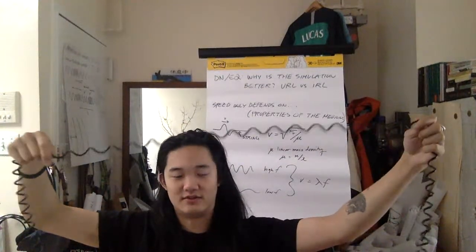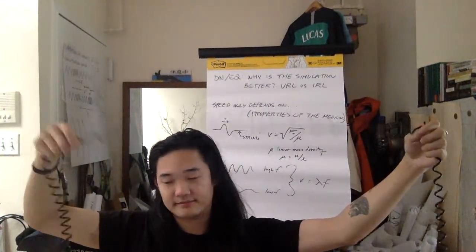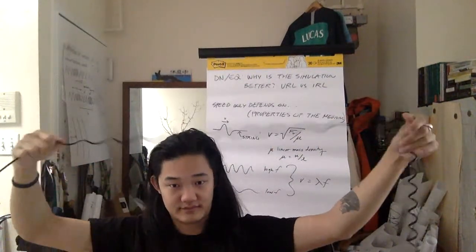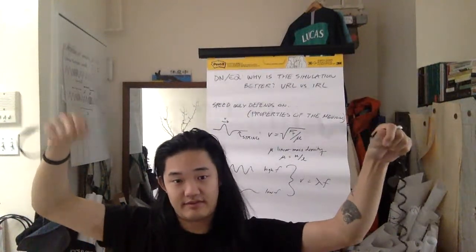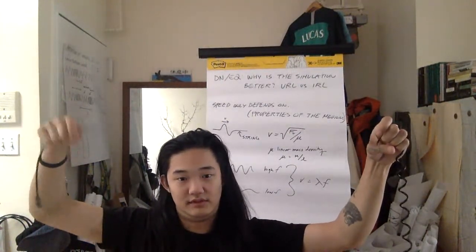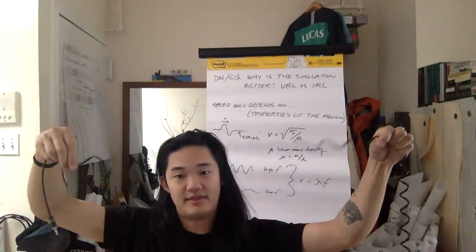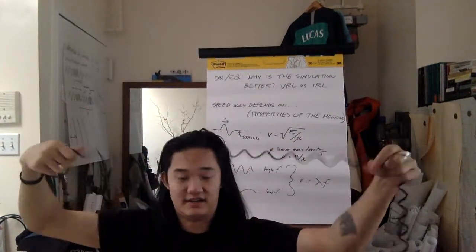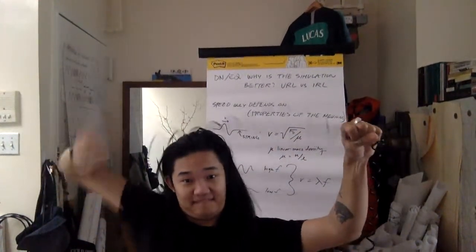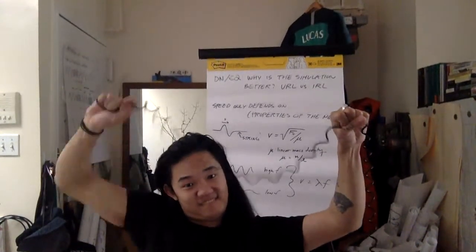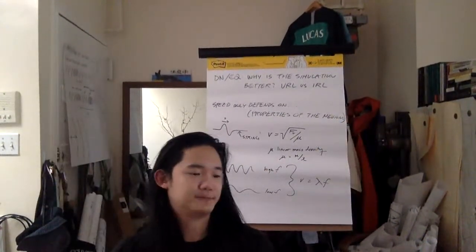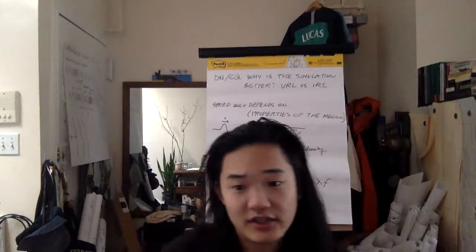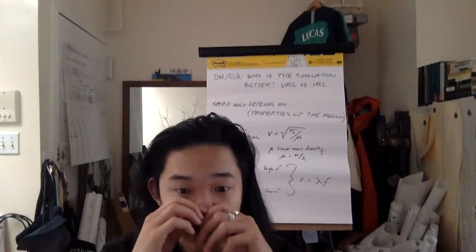Wait, sorry, there's not enough tension. So there's this one. Wait. Yeah, I'm gonna do it from here. It's much easier. Okay, so there's this standing wave. And then there's this one. Sorry. Right, and there's even more. But yeah, it's called a standing wave because it just stands there.